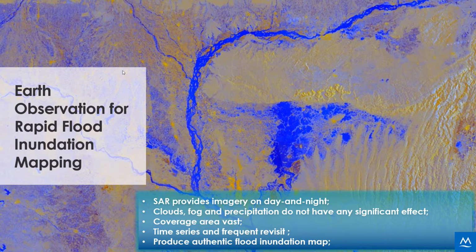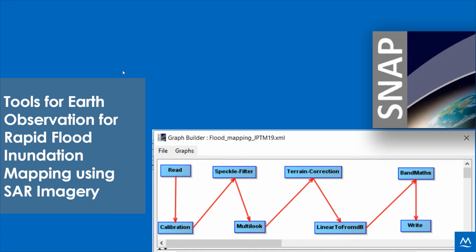One of the great things is that this satellite has good revisit options, so we can quickly get the flood inundation area for another day. The coverage is also very vast, with time series and frequent revisit. It also produces a very authentic flood inundation map that can be used for relief operations and for rescue. These are very useful information we can generate.